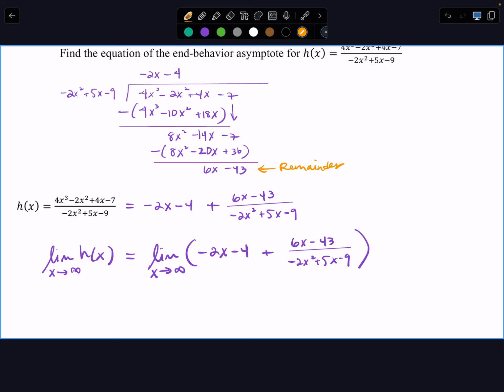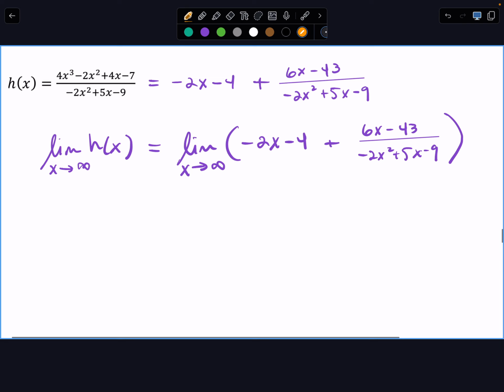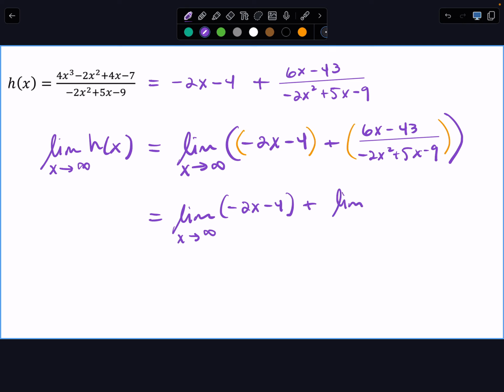But by the associative property of addition, I could group these terms, and then I have the fraction here. And applying the sum property for limits, if I thought about having the limit as x approaches infinity of negative 2x minus 4 plus the limit as x approaches infinity of 6x minus 43 over negative 2x squared plus 5x minus 9.